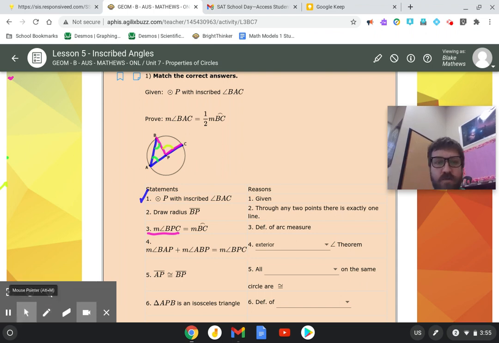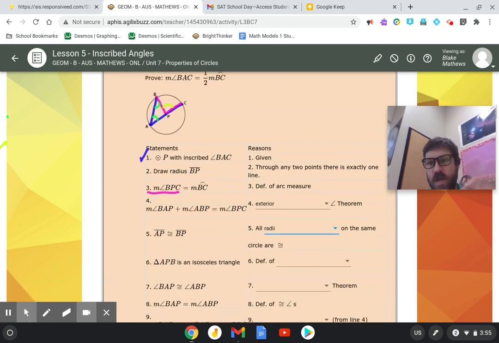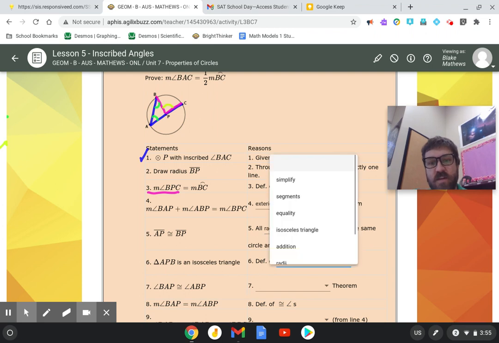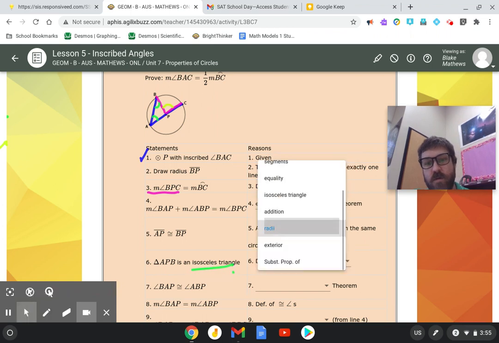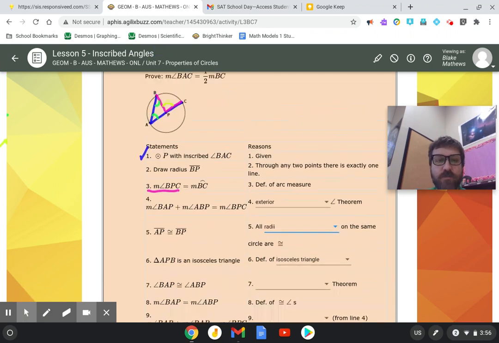So a lot going on in this proof. Then it says AP is congruent to BP. Those are both radii, so all radii on the same circle are congruent. Anytime you're looking at two radii or two diameters, that's going to be your theorem there. And then APB is an isosceles triangle. That's the definition of, surprise, surprise, isosceles triangle. Oops, I messed that up. Let me go back and fix these. Make sure you get those right. So we have the exterior angle theorem, all radii on the same circle are congruent, and the definition of isosceles triangle.